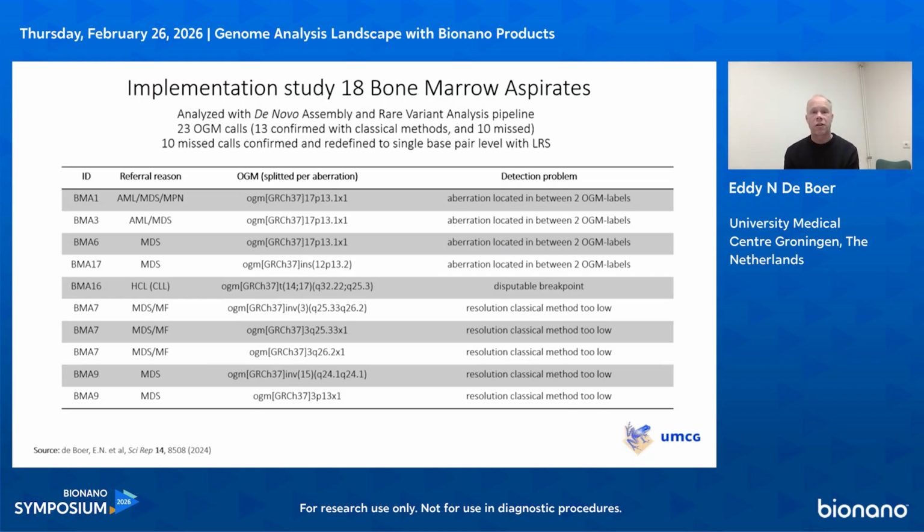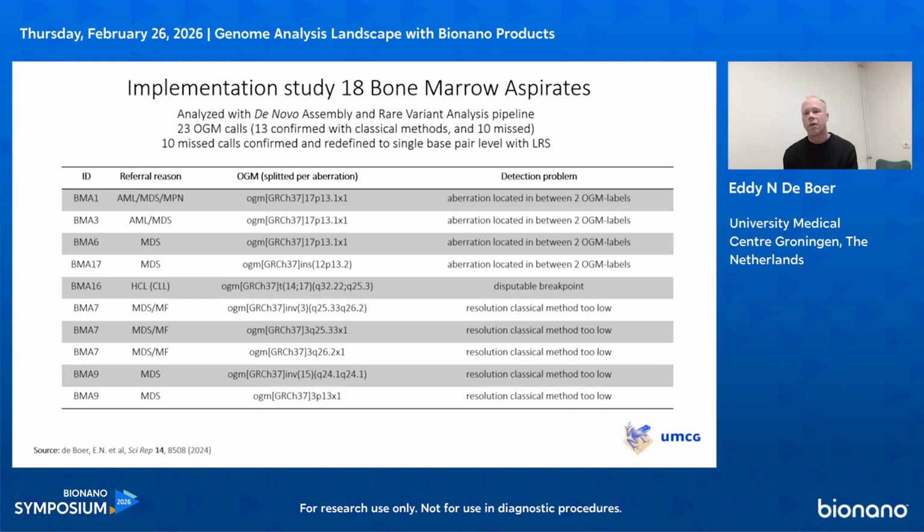We detected 23 OGM calls in these 18 bone marrow aspirates. 13 were confirmed with the classical methods array, karyotyping, and FISH, but 10 were missed with these current methods, because of limitations in resolution of these classical methods. 5 of these 10 aberrations could also not be detected exactly at the position where they happened.